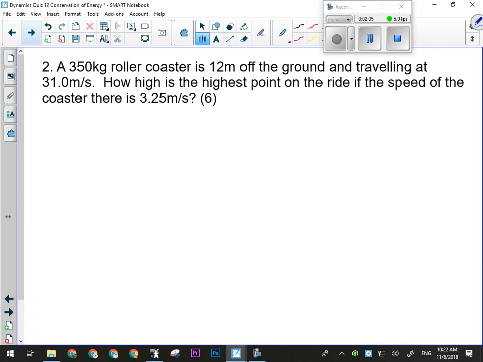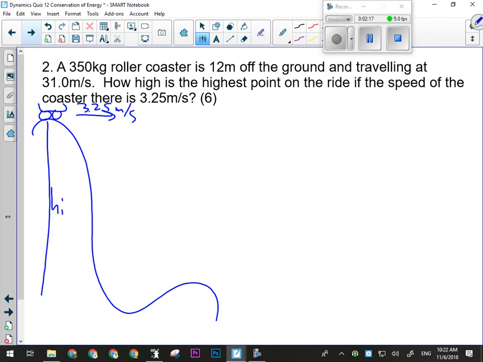So question number 2, we're going to have this situation here. The roller coaster at the top of the hill is moving at 3.25 meters per second. The hill is of an unknown height at this point. When it's 12 meters off the ground, that's down here, the cart is moving at 31 meters per second. So if they got some givens like that written down, great. We're looking for the highest point on the ride. So we have EI equals EF.